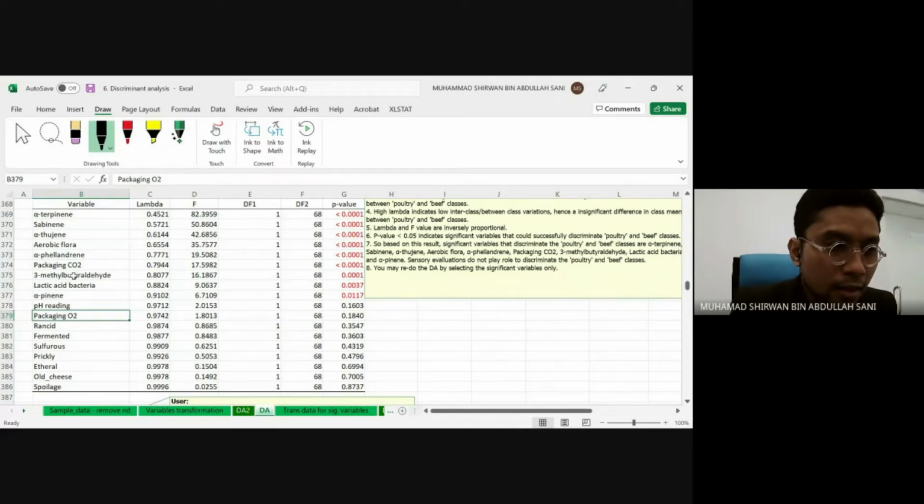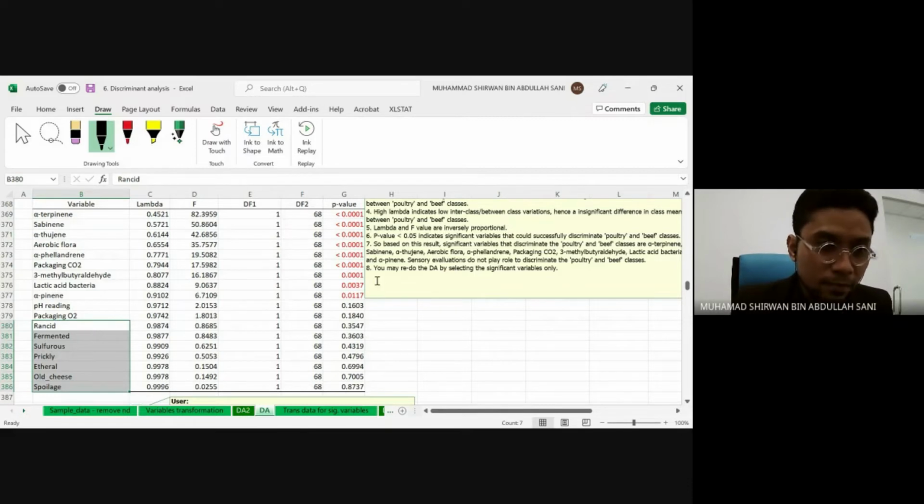These are the chemical and biological test results. But you can go to the bottom ones. Can you see these? Rancid up to spoilage, fermented, sulfurous. Which test do these belong to? These belong to the sensory evaluation tests.